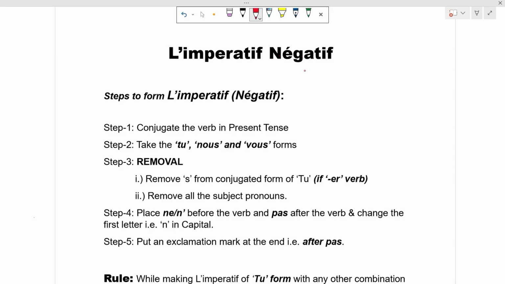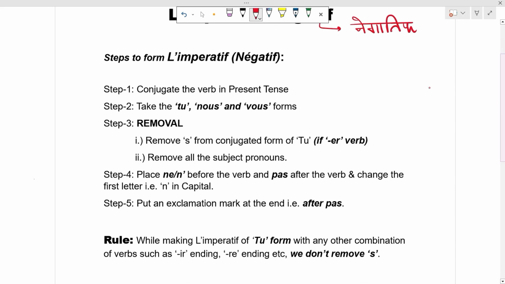In today's video, you are going to learn about the topic l'impératif négatif. We have done the topic l'impératif affirmatif in the previous video. In this conjugation, we have to follow the 5 steps just like we did in l'impératif affirmatif.